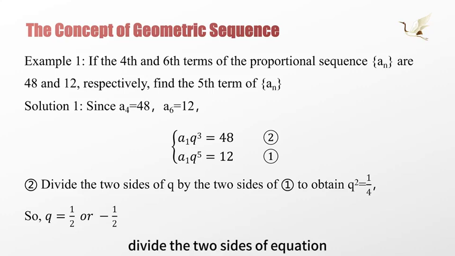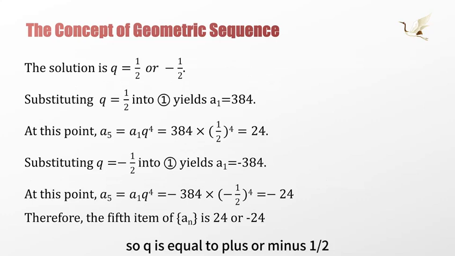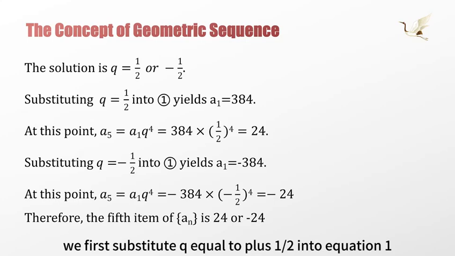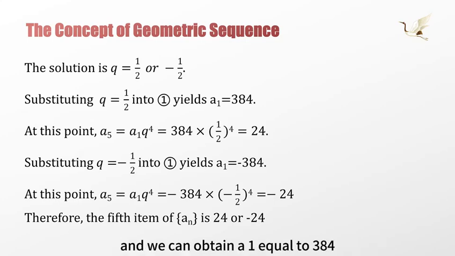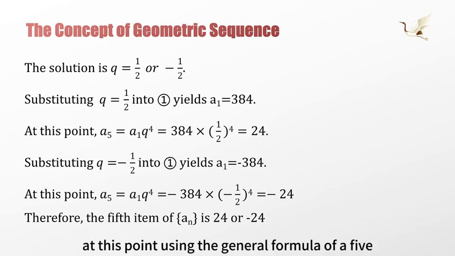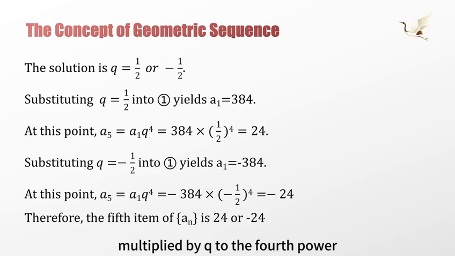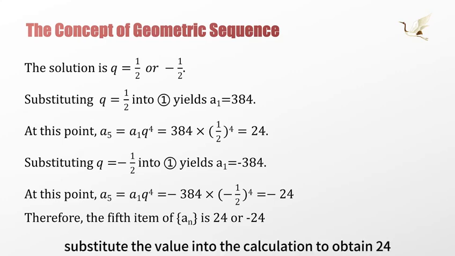Divide the two sides of equation 2 by the two sides of equation 1, and the solution is q squared equal to 1/4. So q is equal to plus or minus 1/2. We first substitute q equal to plus 1/2 into equation 1, and we can obtain a_1 equal to 384. At this point, using the general formula a_5 equal to a_1 multiplied by q to the 4th power, substitute the values to obtain 24.